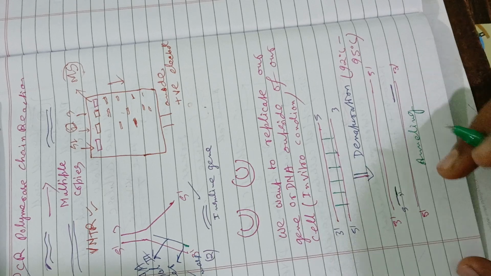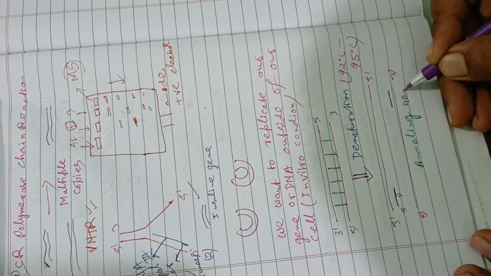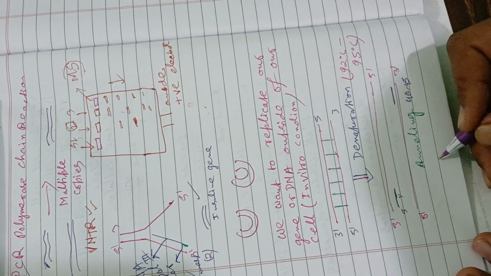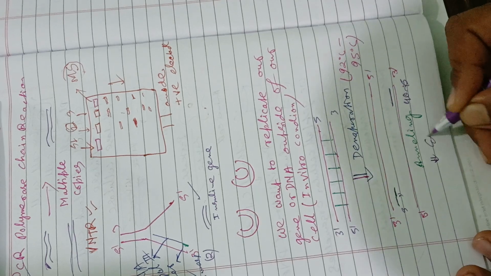So in the annealing step, two primers are joined along with the template strand. Then in annealing we use less temperature, like 40 to 45 degrees centigrade. Okay, just look at the temperature. Then elongation.